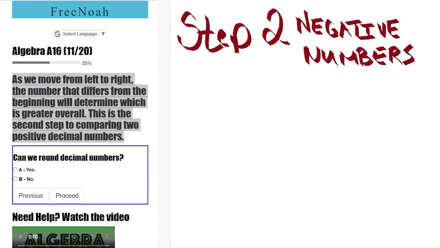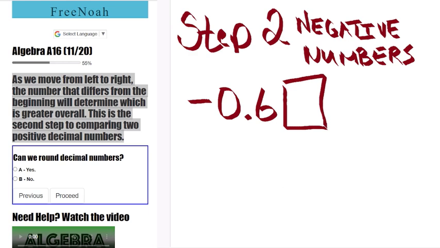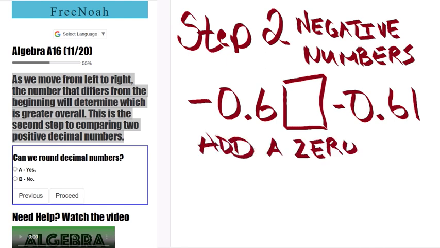Now let's get into negative numbers here, right? So we have here negative 0 and 6/10, comparing it to negative 0 and 61 hundredths. Well, we're going to add a 0 just to have the same number of digits. We're going to add a 0 to 6/10 here. So to negative 6/10, we're going to add a 0. Perfect.